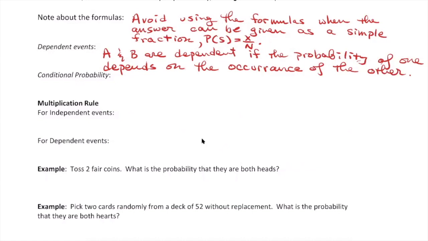Any questions about that? All right, and then the next thing is conditional probabilities. When I say P of B with a vertical line and an A, that vertical line isn't a division or anything like that. This is the probability of B given that A has occurred.